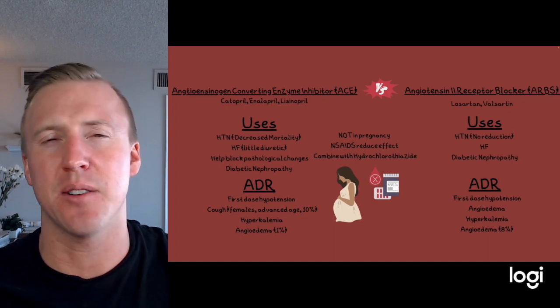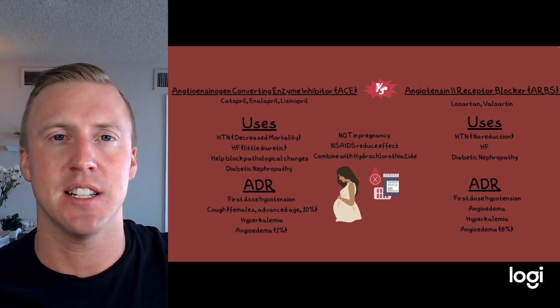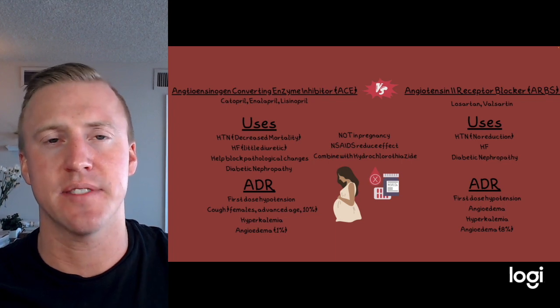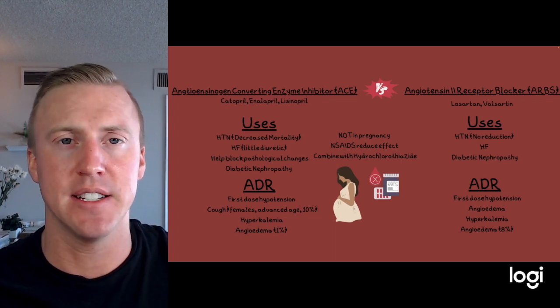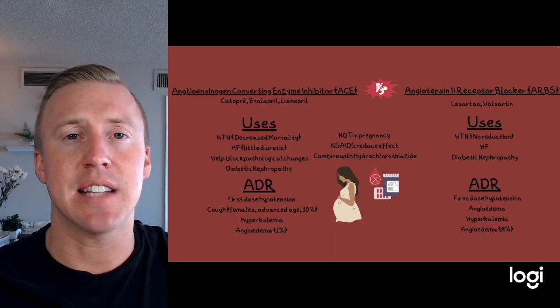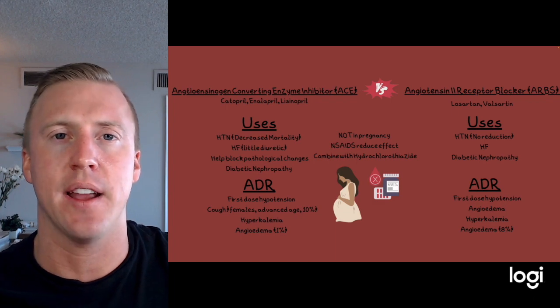Now, the cough is only seen around 10% of patients, but it's more likely in patients maybe with Asian descent, patients that are women, and patients that are older, above the age of 65. It's one of the main reasons patients switch from an ACE to an ARB. Outside of that, if they stop the medication, really about 1 week to 10 days, that cough should go away.